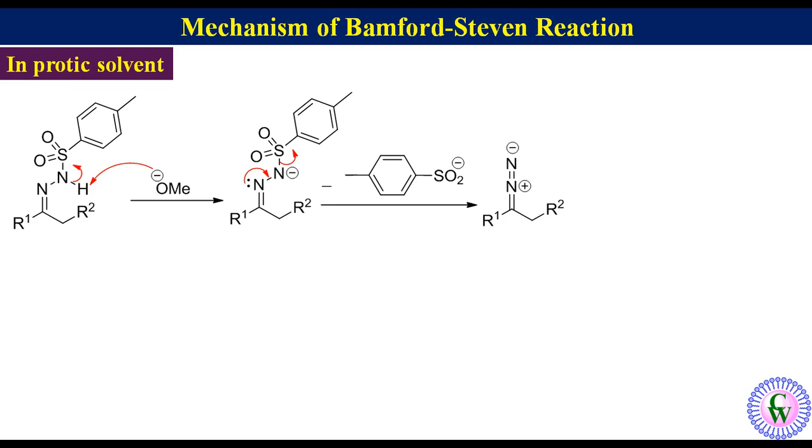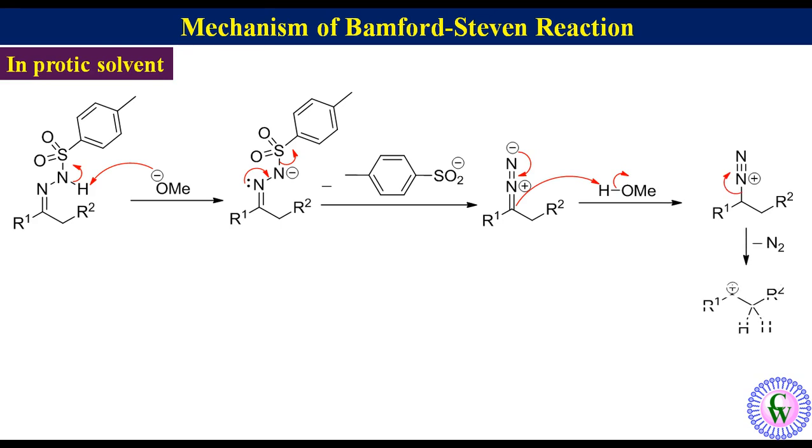This diazoalkane intermediate abstracts proton from the solvent to produce alkyl diazonium species. This alkyl diazonium species liberates nitrogen to produce carbocation. Now, carbocation eliminates proton to produce alkene.